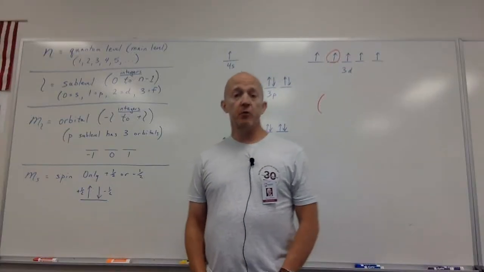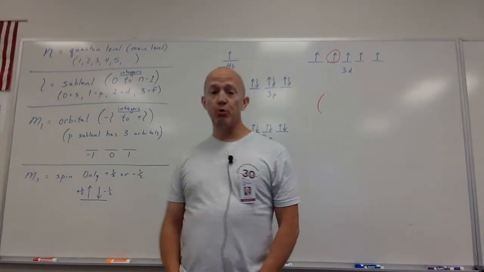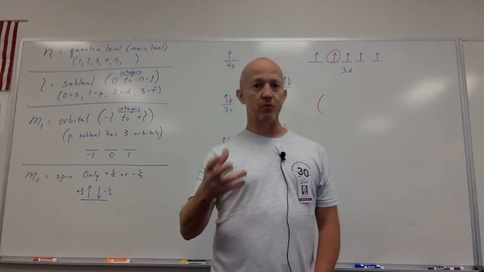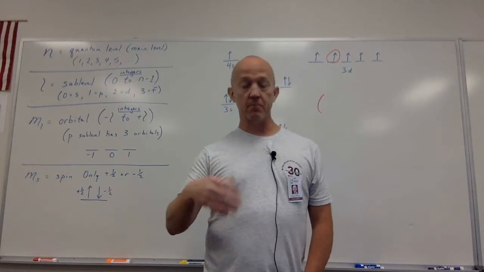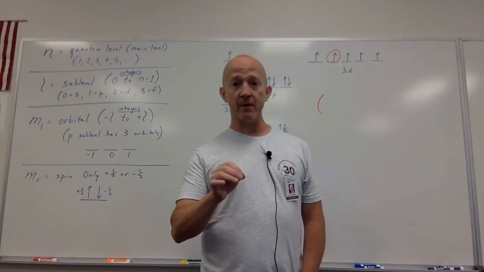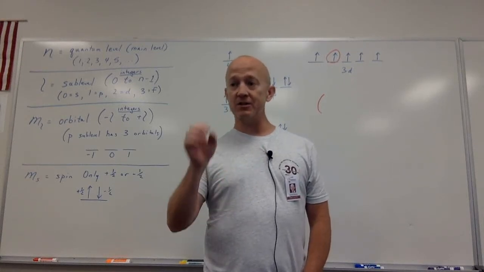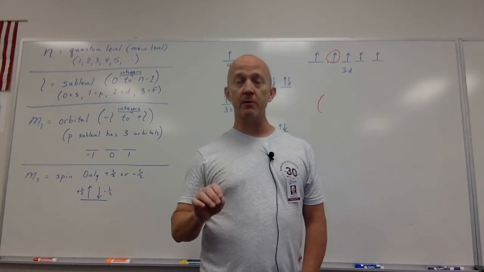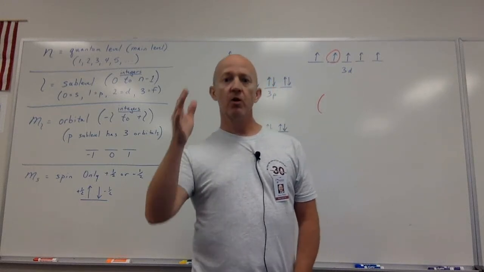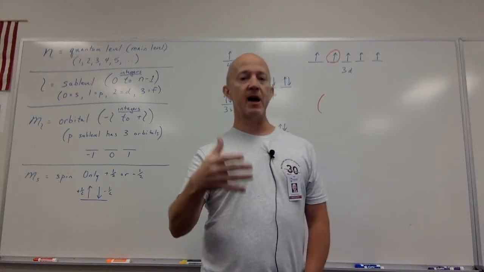Hey friends, this video is to help you in regard to your quantum numbers. Quantum numbers can be thought of as a set of coordinates, like map coordinates almost, for every single electron in an atom. Every electron has its own particular set of quantum numbers, and no two sets are alike. That's how we can distinguish one electron from another within an atom.